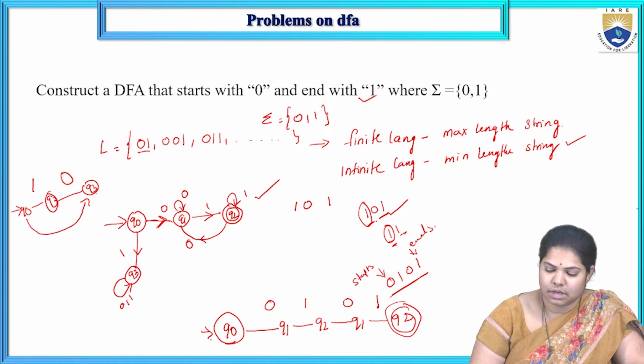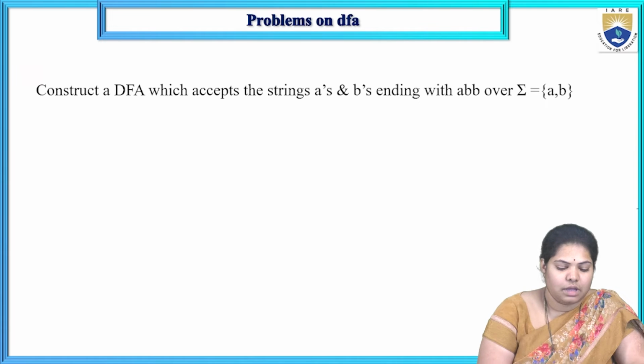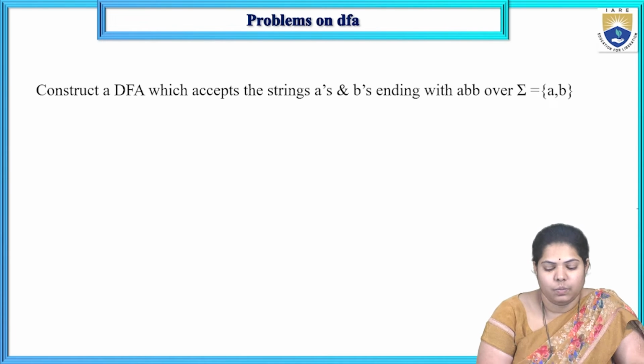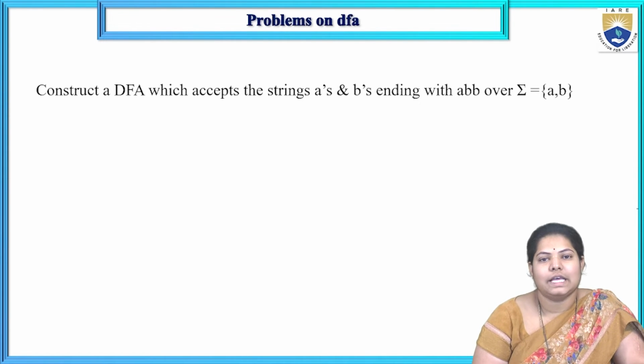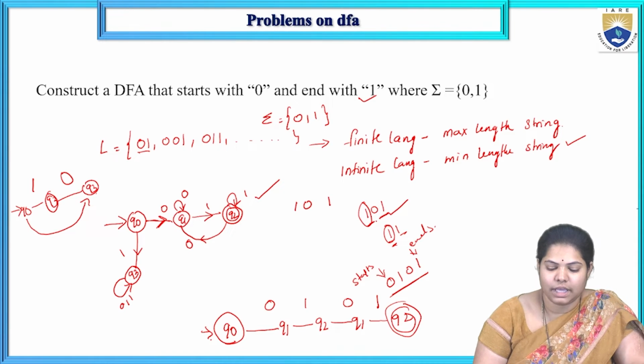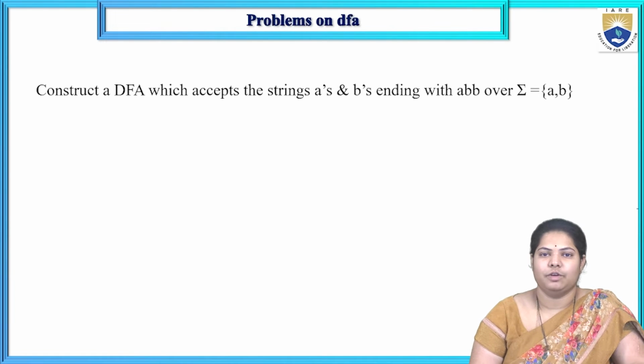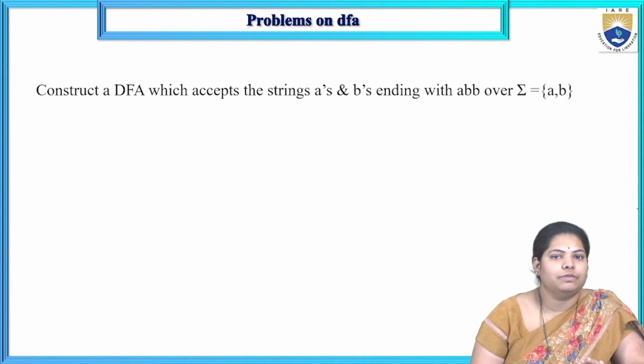The next example is: construct a DFA which accepts the strings of A's and B's that end with ABB. In the last question we took strings that start with 0 and end with 1, but in this question the string ends with ABB. Before ABB, I can have any number of A's and any number of B's, any length of string, but it should end with ABB.